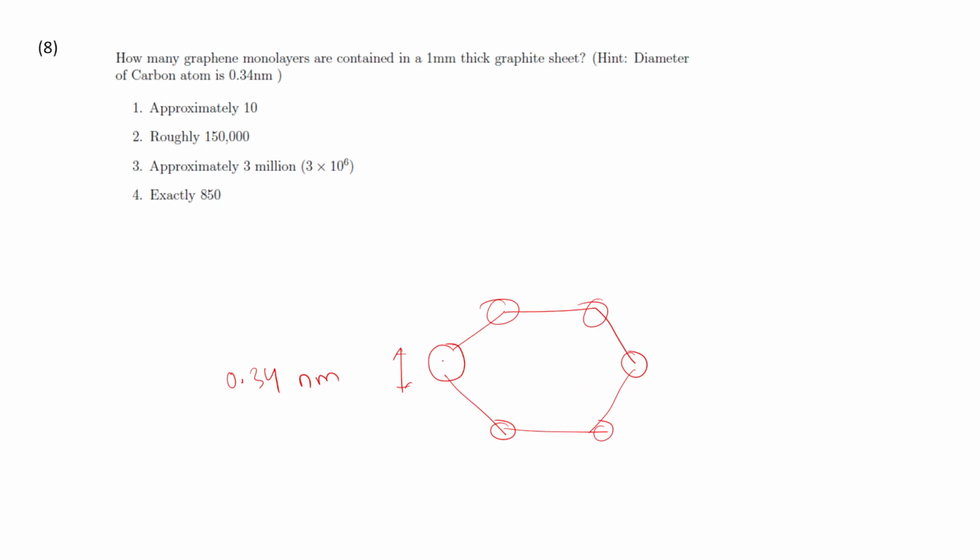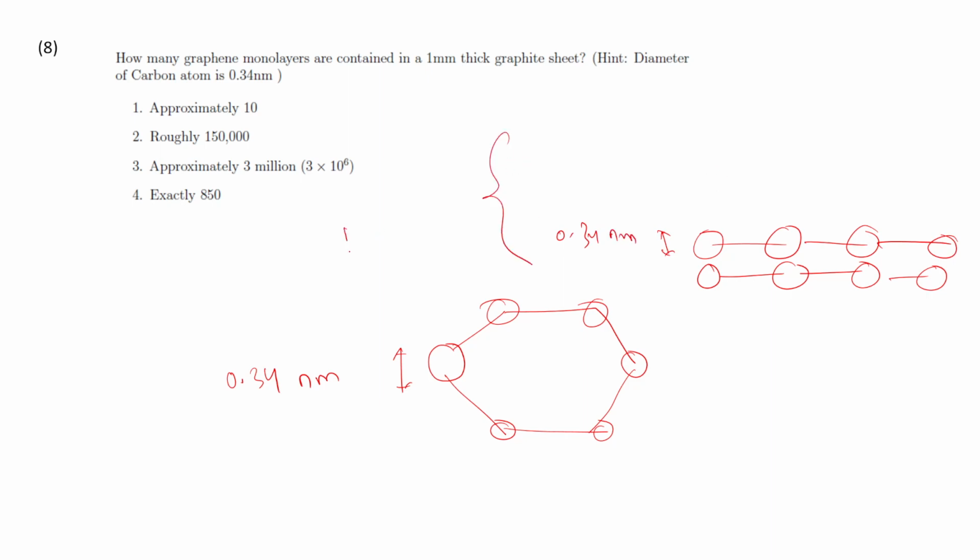So this is from the top view. From the side you will just see this, okay, and the other will be just, since it is graphite, it will be at least like this, okay, and this thickness is at least 0.34 nanometer, and you will be measuring around 1 millimeter thick graphite.